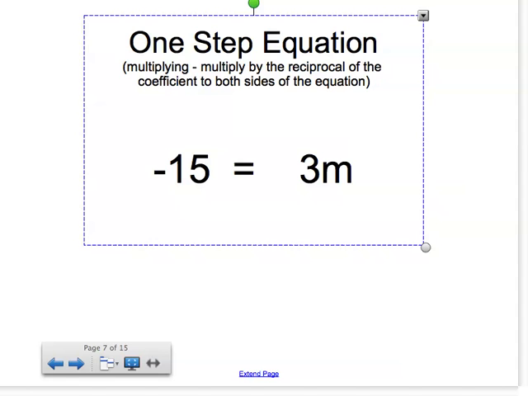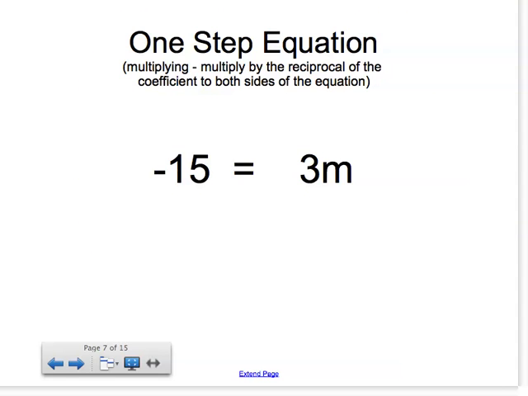Okay, so now let's work on multiplying. So the one step with multiplying is to multiply by the reciprocal of the coefficient to both sides of the equation. Now remember, the reciprocal is just that number flipped, okay? So for instance, the coefficient in this case is 3. 3 is the same as 3 over 1. The reciprocal of 3 over 1 would be 1 over 3. It's just that number flipped upside down in a fraction.